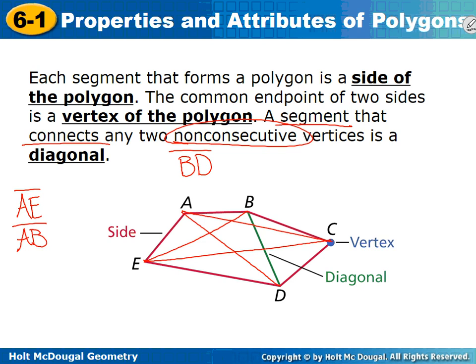And then the last vocab word here is vertex. What do we call it if there's more than one vertex? Vertices. And the vertices are going to be the points around your shape there, A, B, C, D, E. Make sure when you name your shape that you're always going consecutively around your shape. So a common endpoint is a vertex.